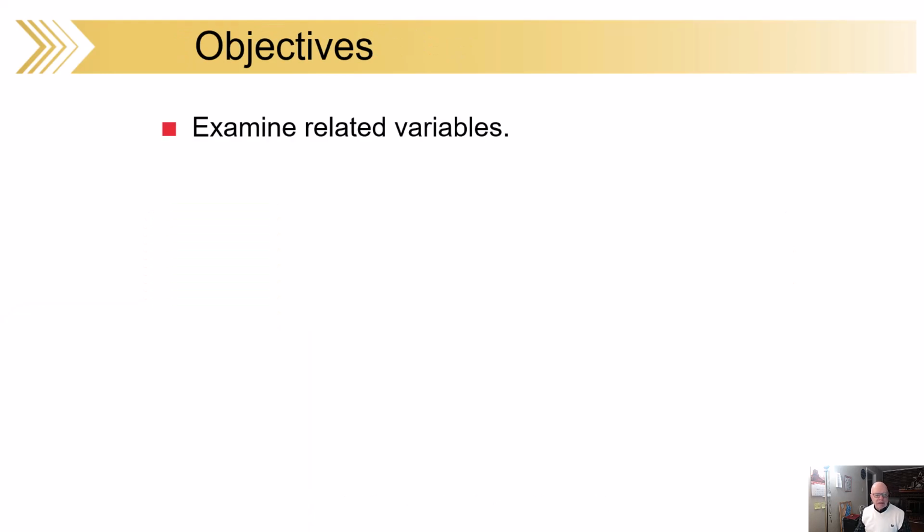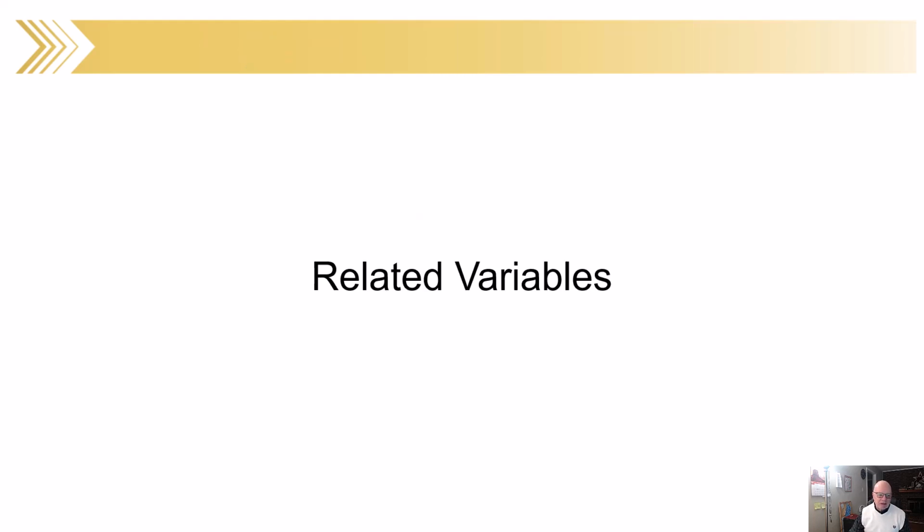So the objectives: look at related variables and then solve related rate problems. And it all goes back to implicit differentiation, frankly. Sometimes this is wrapped into implicit differentiation and made into one section. We're taking it in two because that's the way your book does, and I agree with it.